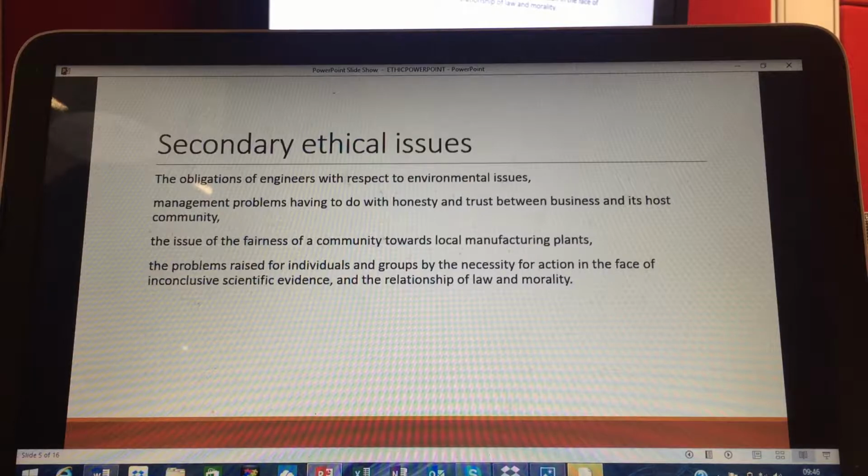So moving on to the secondary ethical issue, this refers to the obligation of engineers with respect to environmental issues, management problems having to do with honesty and trust between businesses and its host communities, the issue of the fairness of a community towards a local manufacturing plant, the problem raised for individuals and groups by the necessity for actions in the face of inconclusive scientific evidence, and the relationship of law and morality.